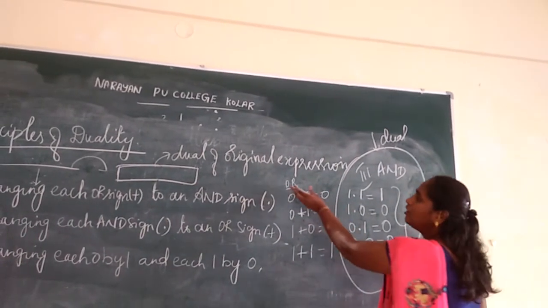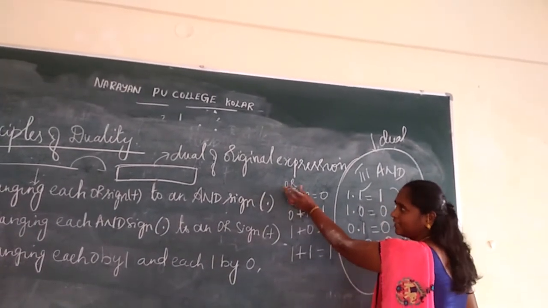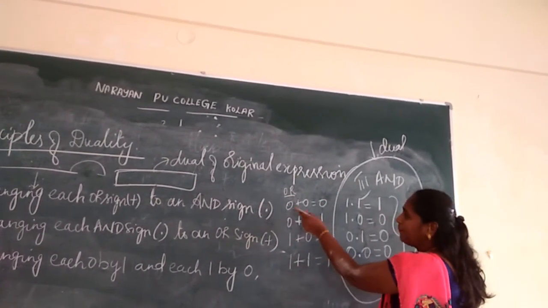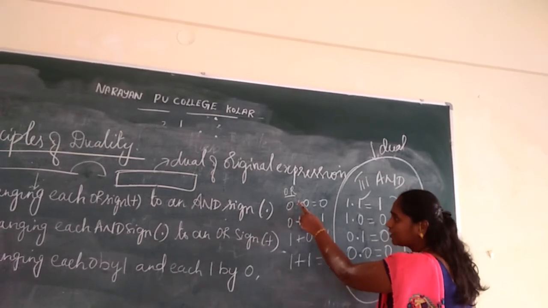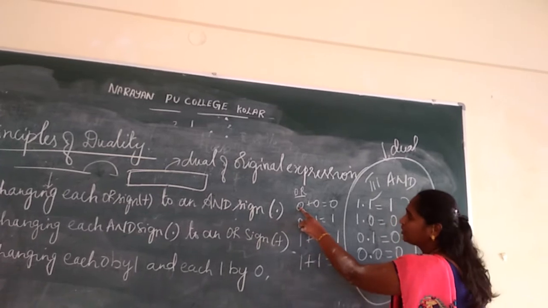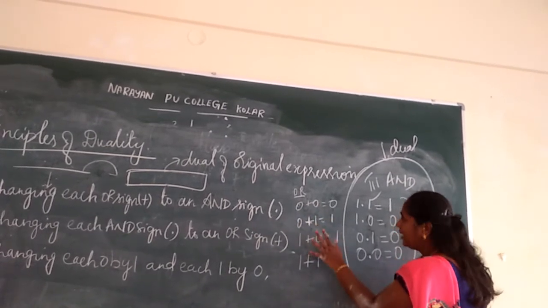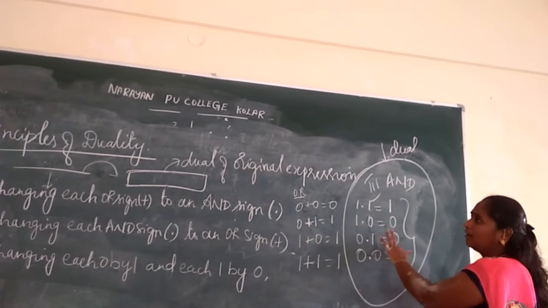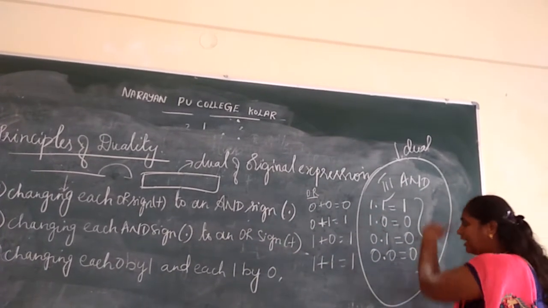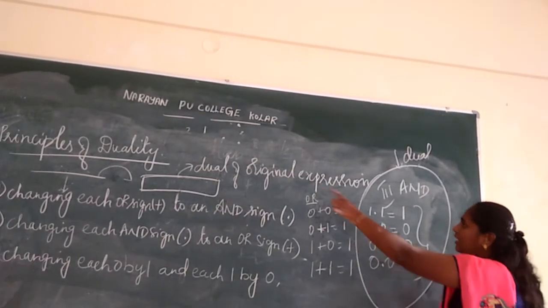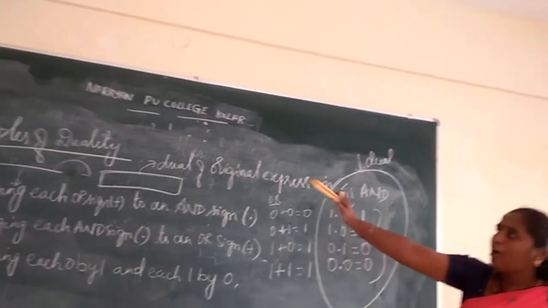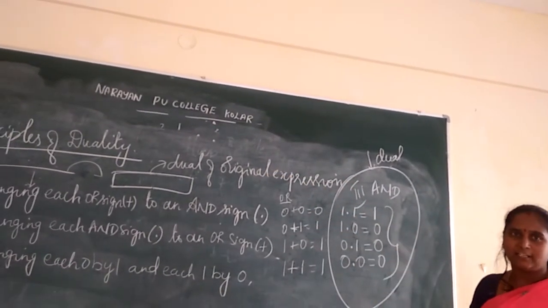What you have done is you took all the postulates, that is the second postulate or relation. I have taken it as it is. I am changing each OR sign with an AND sign, and each 0 is being replaced by 1, and 1 is being replaced by 0. When you change this by applying the principle of duality, you get another expression or another relation that we call the dual of the original expression. That is nothing but your principle of duality.